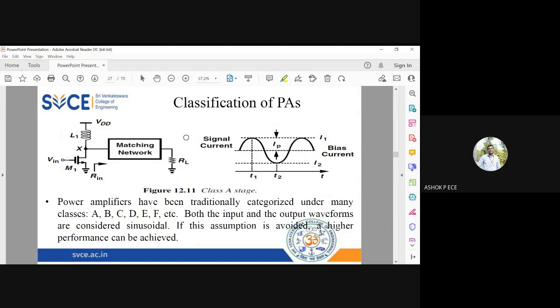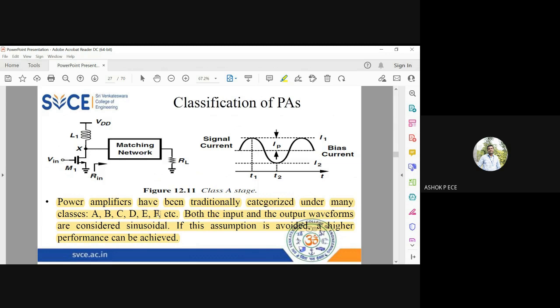So now, classification of power amplifiers. Power amplifiers are classified into A, B, C, D, E, F. And one basic thing, remember, A is the highest linear power amplifier, and F is the highest non-linear power amplifier.